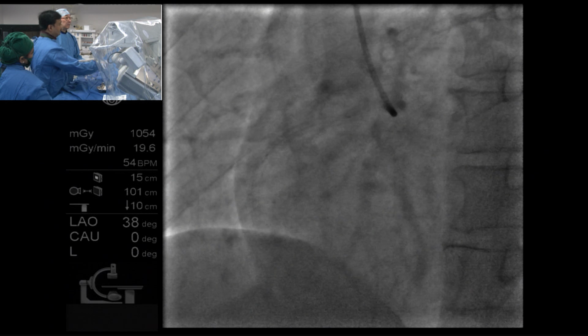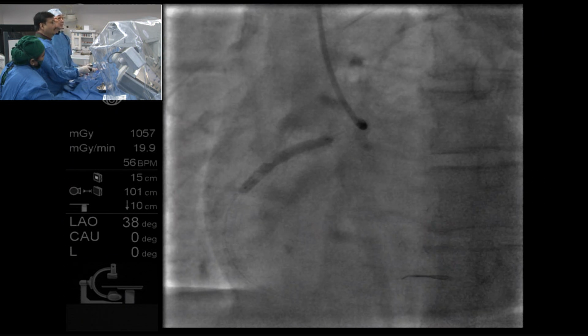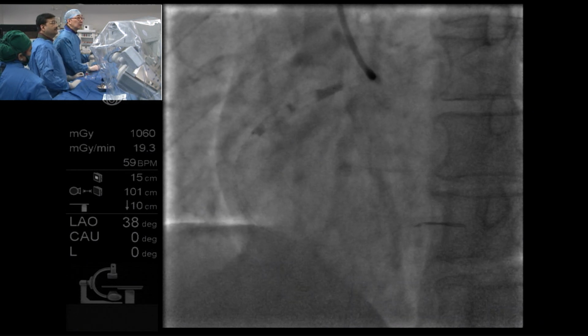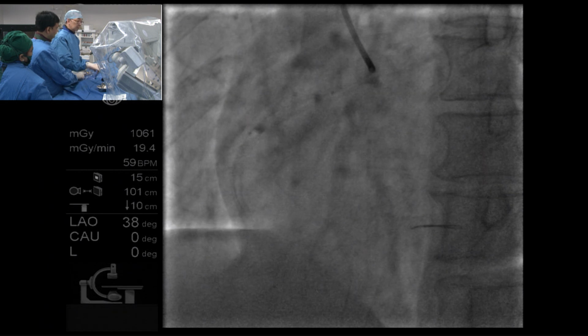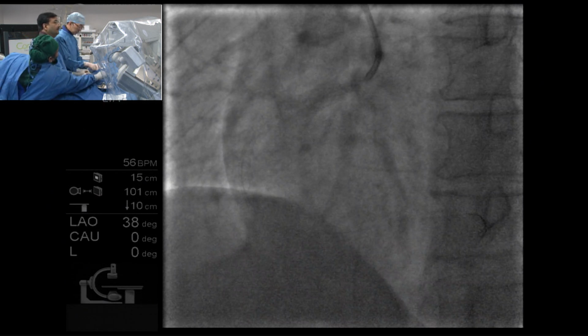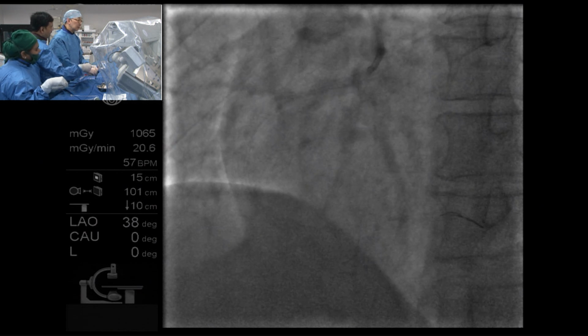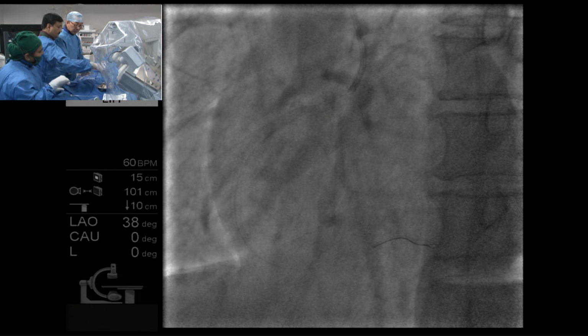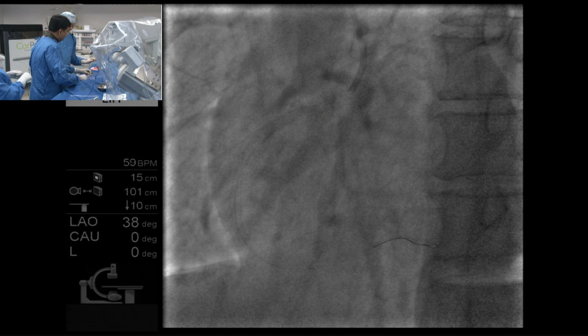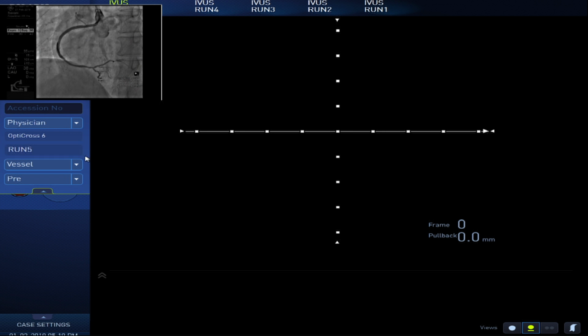Okay, go. Overlap, yeah. I just try to overlap a little bit. Picture and IVUS, okay? Make sure there is no air. Okay, let's picture and then IVUS. Ready? Okay, give some nitro and then we do IVUS.